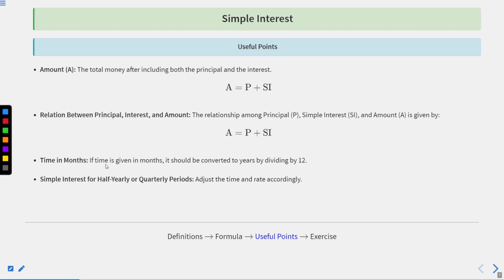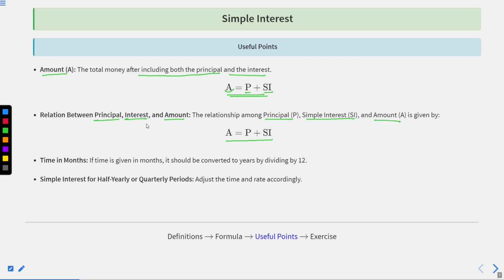So now some useful points about simple interest. The first point is about amount A. The total money after including both the principal and the interest is equal to the amount. That means if you take a loan of 1 lakh rupees and we add principal and simple interest, then the total is the amount. So the relation between principal, interest and amount is given by A equal to P plus SI, where P is the principal amount, SI is the simple interest, and A is the amount.